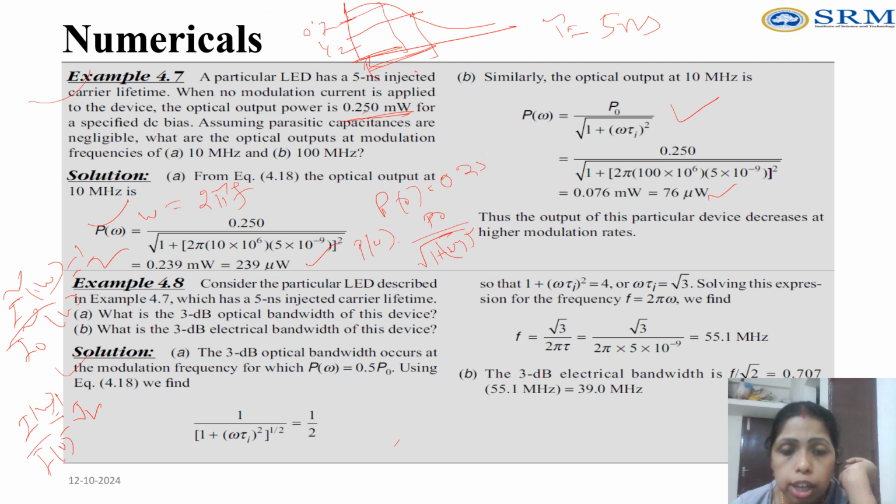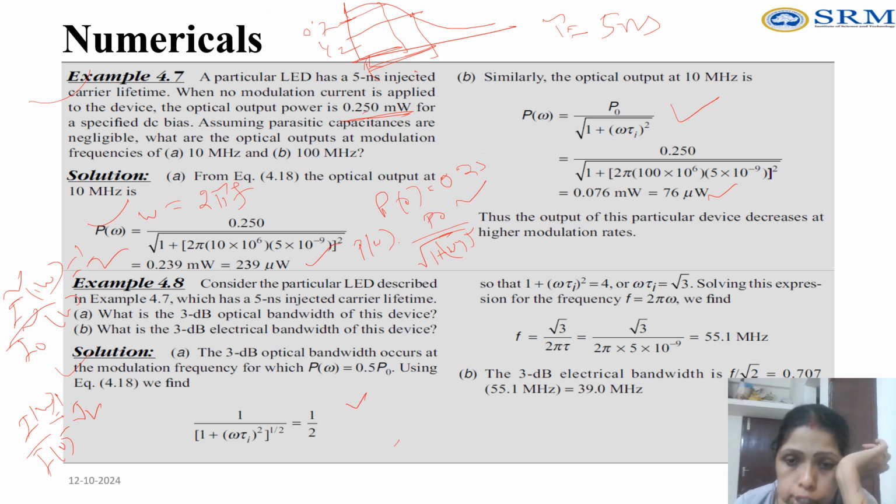Next is this one. Consider the particular LED described in the example, which has a 5 nanosecond carrier lifetime. What is the 3 dB optical bandwidth for this device? What is the electrical 3 dB bandwidth for the same device? For the optical bandwidth, the output is half of the input. P omega is equal to half of P naught. We know that, right? So instead of P omega, I can write P naught by root under 1 plus omega tau. This formula I have mentioned.